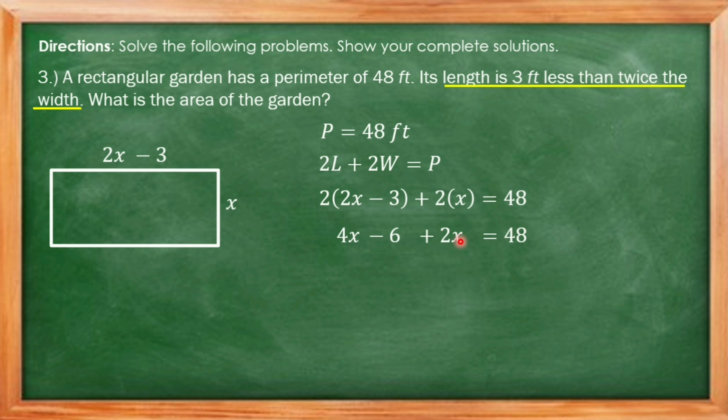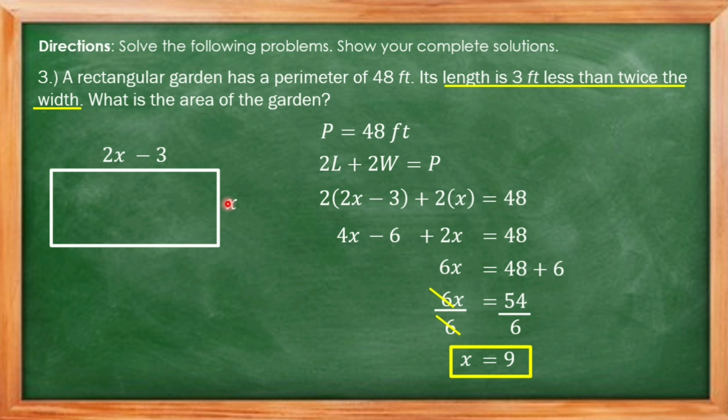So, i-combine lang natin yung mga linear term, which is yung 4x at saka 2x. So, 4x plus 2x is equals to 6x. And then, ililipat lang natin tong constant term, si negative 6, dito sa kabilang side ng equation to combine the 48. So, 48 plus 6. Okay, so bring down 6x, and 48 plus 6 is equals to 54. Divide both sides by the coefficient of x, which is yung 6. So, x is equals to 54 divided by 6 is equals to 9.